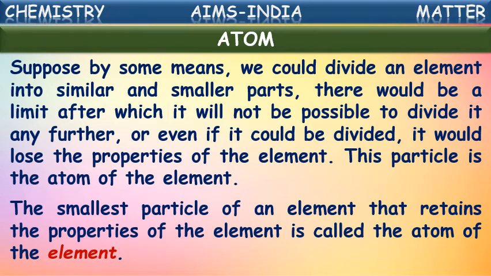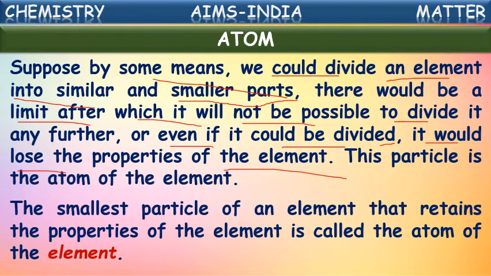See, suppose by some means we could divide an element into similar and smaller parts. There would be a limit after which it will not be possible to divide. Atom is the smallest part which cannot be divided. It can be divided again into subatomic particles, but even if we are able to divide it, it would lose the properties of the element, this particle, the atom of the element.